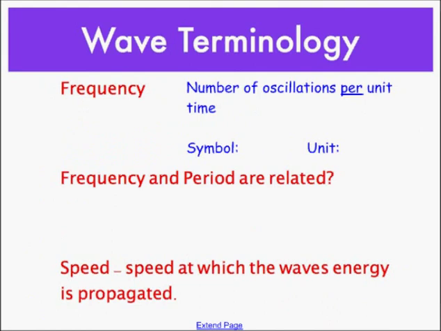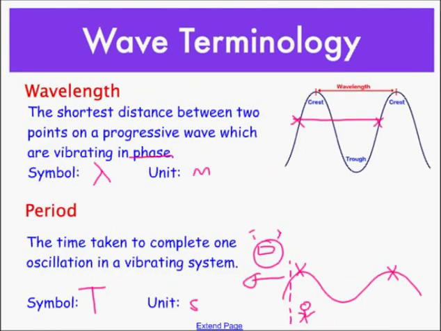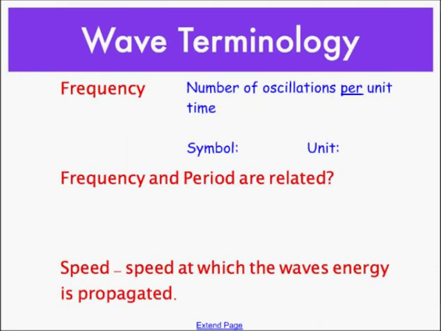Frequency is the number of oscillations per unit time. So before, for period, we measured the time for one oscillation. How long did it take for that one oscillation to pass? Well, in this case, the timer is going to just time 1 second, and count how many crests go past. So if it's 2 crests in that 1 second, then we have 2 hertz. So frequency is sort of the opposite of period. Symbol for frequency, f, unit, hertz.